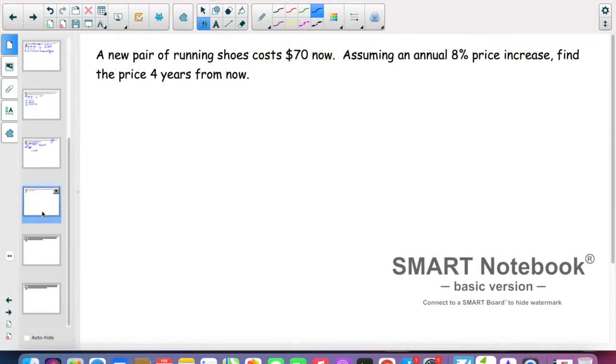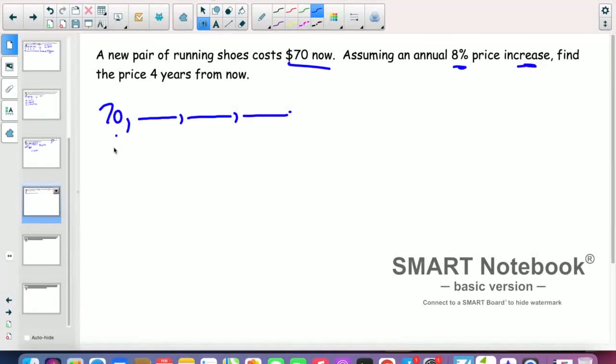A new pair of running shoes costs $70 now. Assuming an annual 8% price increase, find the price 4 years from now. Again, for this one there's no need to find a formula. I mean, you could, but we're going to just write out the first 4 terms to get our answer. They cost $70 now. They are increasing 8% each year. They want the 4th year amount. So this is the 1st year, 2nd, 3rd, 4th year. So they want the 4th term.